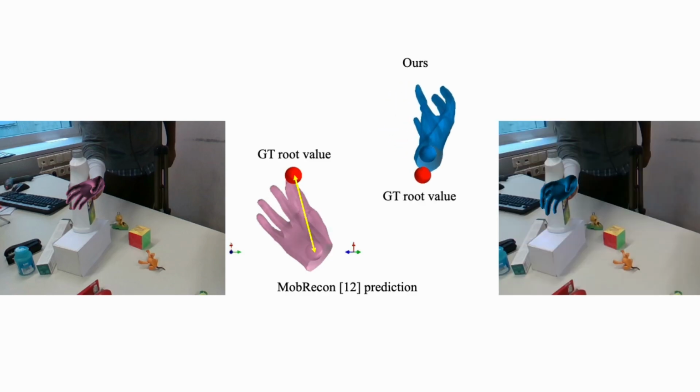In this work, we aim to predict 3D hand meshes that not only look good when projected, but also are more accurate in the camera space. In blue, you can see our predicted hand mesh, which is closer to the ground truth in 3D space than Mobricon, a state-of-the-art approach and the main baseline of this work.